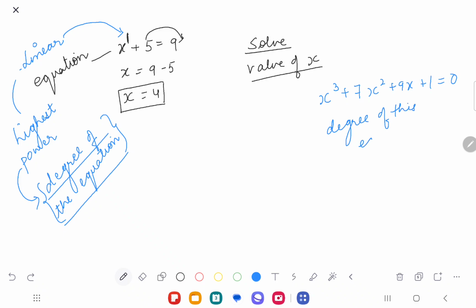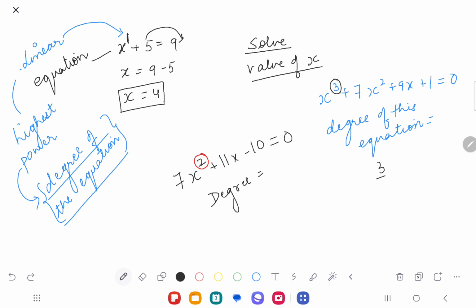What is the degree of this equation? Tell me. It would be 3, because the highest power of x is 3. So the degree would be 3. For 7x square plus 11x minus 10 equals 0, here the highest power is 2, isn't it? And when the highest power is 2, I will say the degree of this expression would be 2.